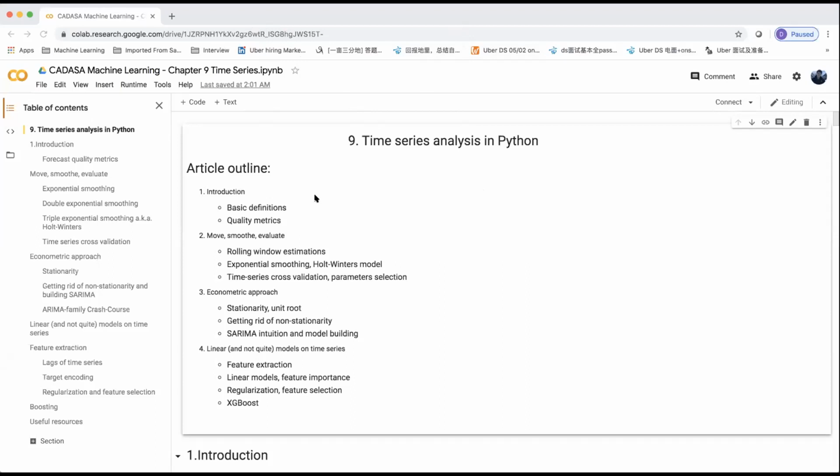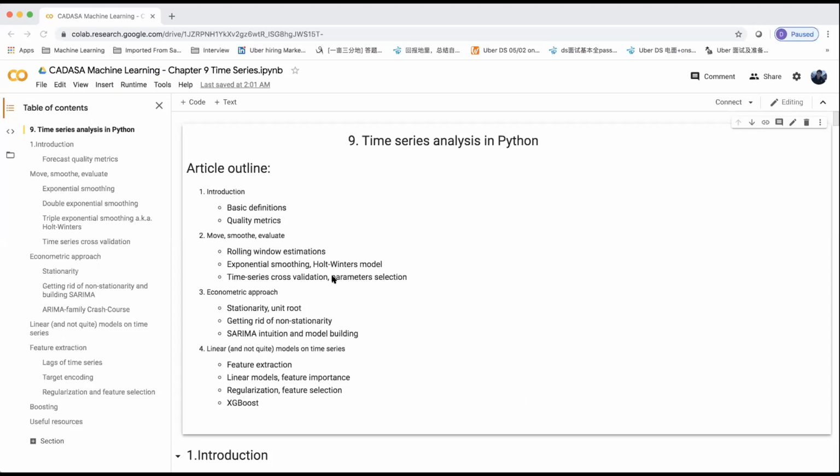We mainly have four different parts. The first part is an introduction with the basic definitions and some metrics we can use to evaluate the time series models. The second part would be the techniques to do the moving average, the smoothing techniques, and also the evaluation metrics for the time series. For example, rolling windows, exponential smoothing, and the triple or Holt-Winters model for smoothing, and some cross validation and parameter selection for the evaluation part.